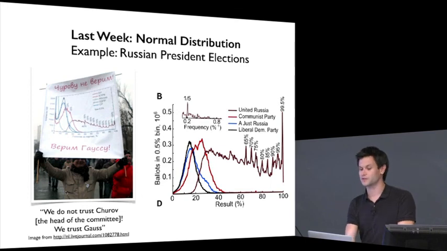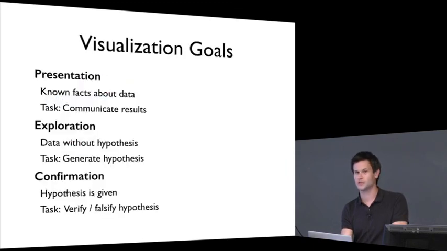So there were protests after that where protesters were just saying, we do not trust Churov, who is the head of the election committee. We trust Gauss. It's a normally distributed data set. So of course, this is not a conclusive proof, but at least it raises some interesting questions, I guess. Let's put it like this.